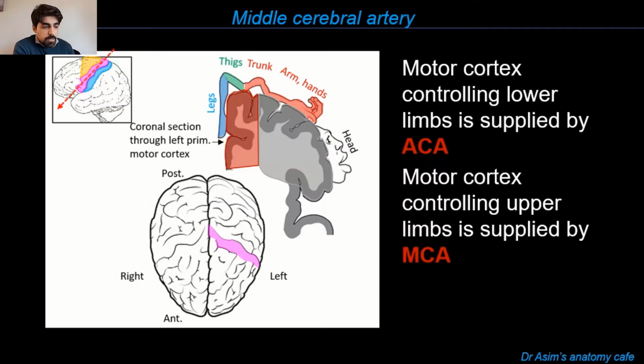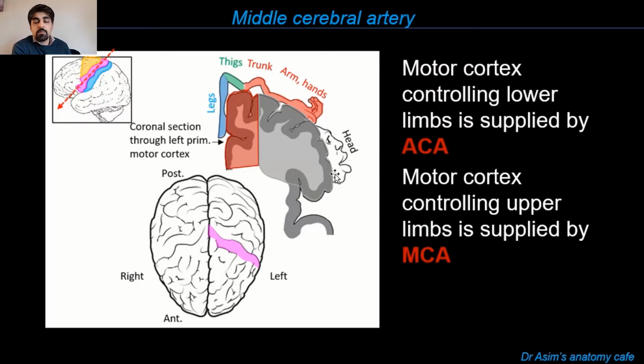On the contrary, the region of the cerebral cortex on the superolateral surface over here is supplied by an artery known as the middle cerebral artery. This part has been color coded in gray, and so if there's a stroke in the middle cerebral artery, then the part of the cerebral cortex which could potentially get infarcted would be this region over here, and this is controlling the movements of the upper limbs and the head and neck region.